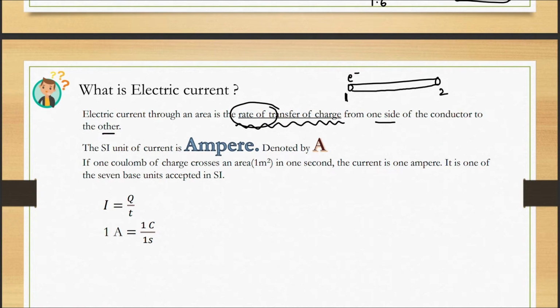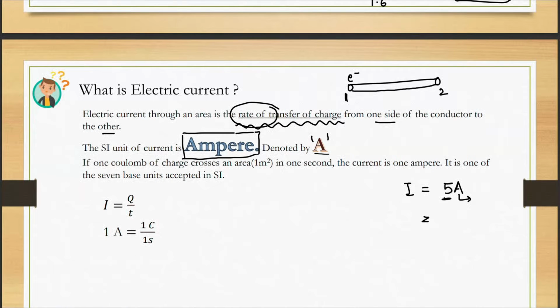But is that a measurable quantity? Yes, surely it is. The SI unit of current is ampere, so one should know the scientist who derived the current and its unit. That's why we dedicate the name ampere to the current, and it is denoted by capital A. So if I am saying that there are 5 amperes of current, I should know that ampere is the unit and 5 is the magnitude.